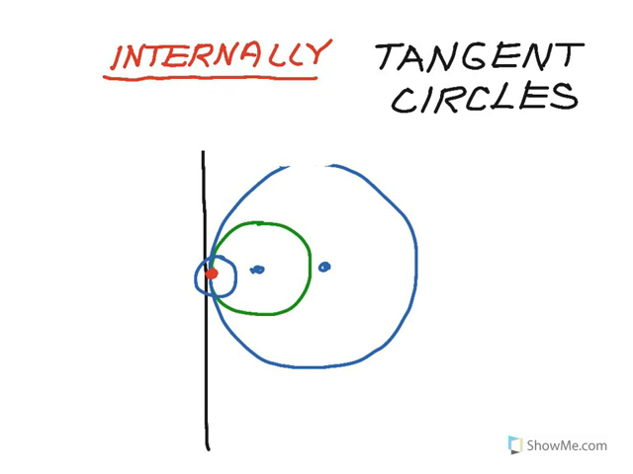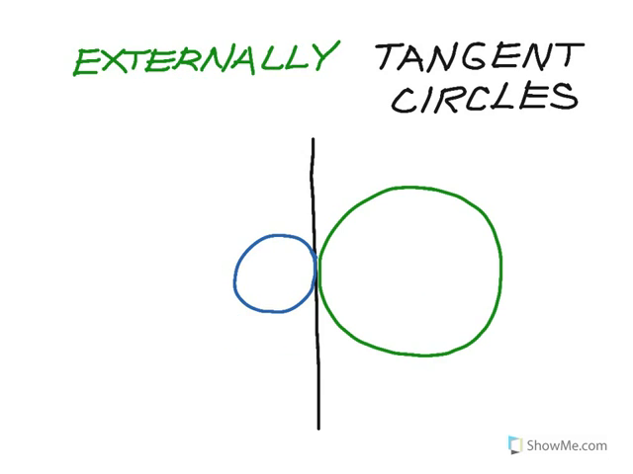Now, two externally tangent circles look like this, and like internally tangent circles, they share one point of tangency, one point that they intersect at, that they have in common. But as you can see, one circle is not inside the other. It's not internal to the other circle, so we call these externally tangent circles.